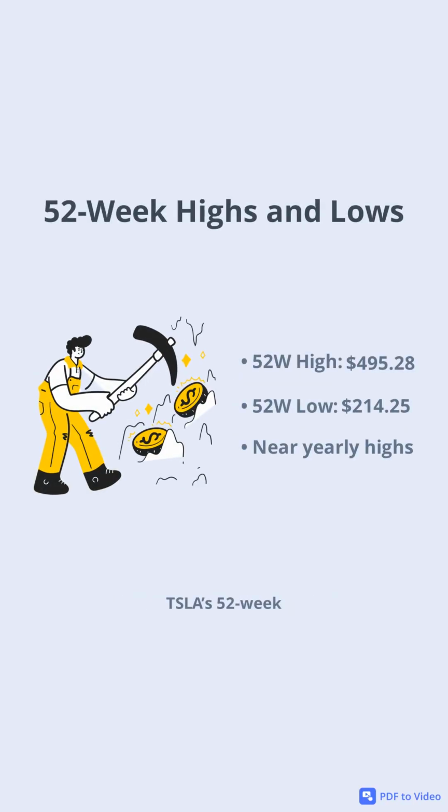TSLA's 52-week high is $495.28, and the 52-week low is $214.25. The current price is at 90.03% of the 52-week range, showing that TSLA is trading near its yearly highs. This positioning often attracts attention from momentum traders and can act as a psychological barrier or catalyst for further moves.